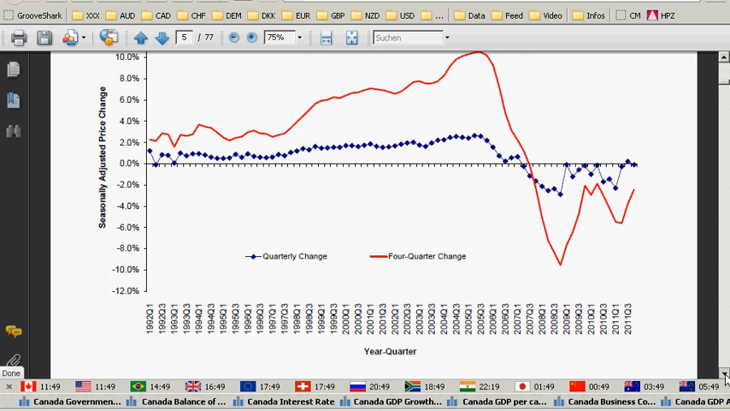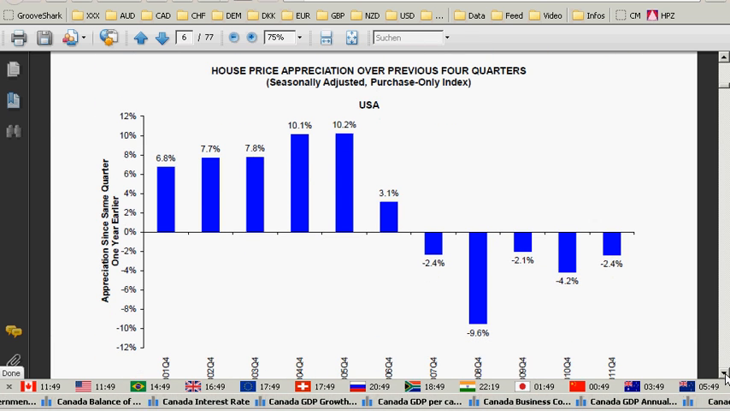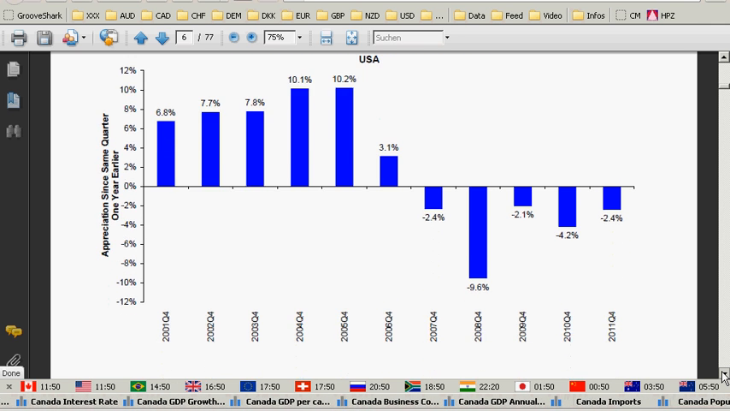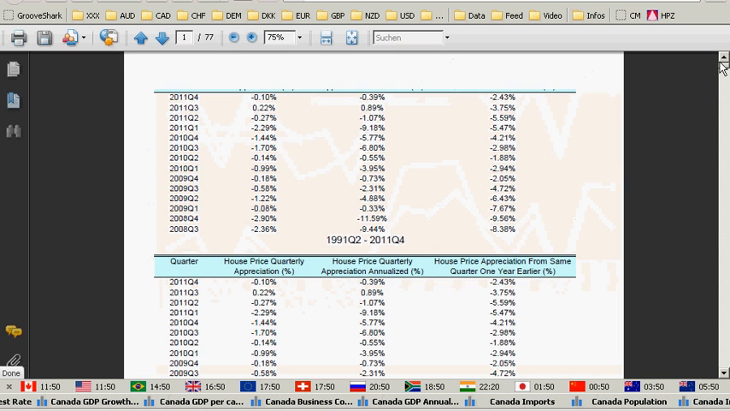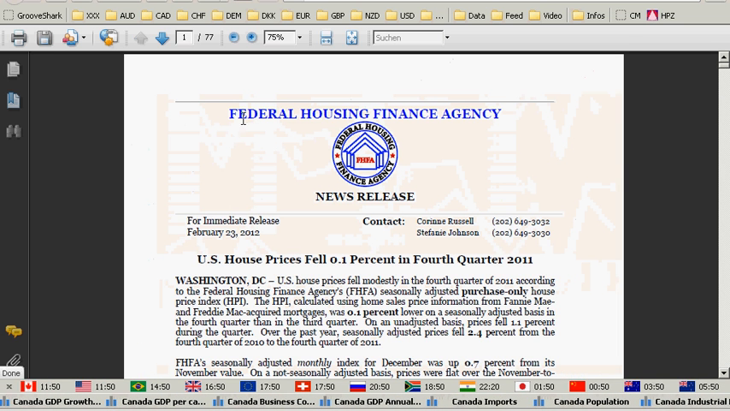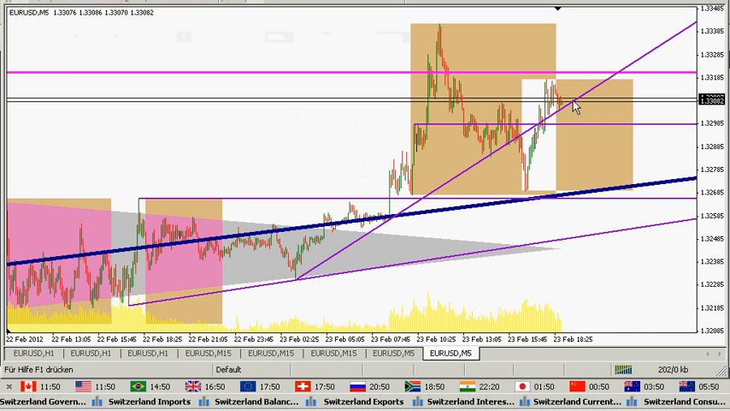I don't expect much better data here. Over the previous 4 quarters, we see the price still under pressure. Of course you can get this data also at FHFA.gov. So analyze the stuff again, it's still yours, and put it in a context like you want. To come to an end, I would still prefer the long side.